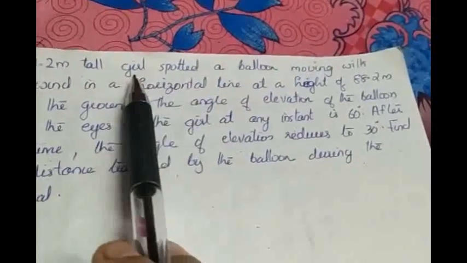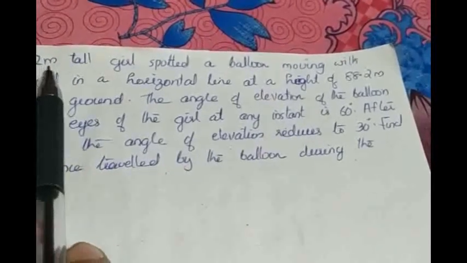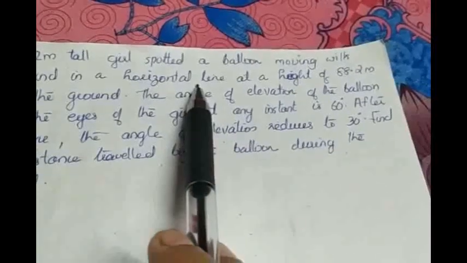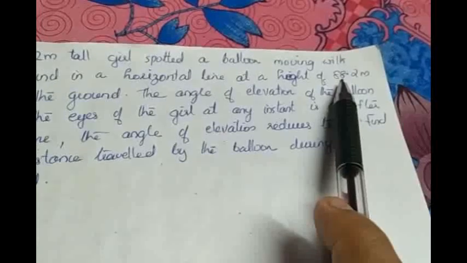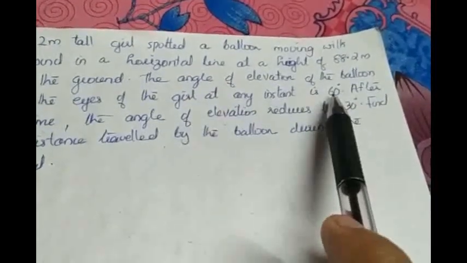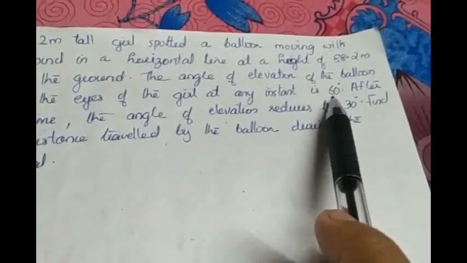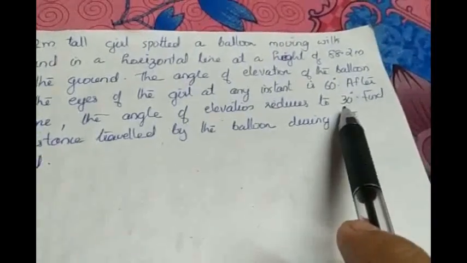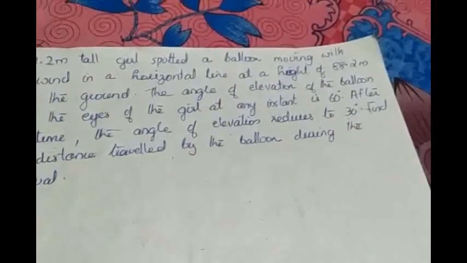So there is a girl and the height of the girl is given as 1.2 meter. And she spots a balloon which moves in a horizontal line. Okay. And it is at a height of 88.2 meter from the ground. At first, when she sees the balloon, the angle of elevation is given as 60 degree. After some time, the angle of elevation reduces to 30 degree. And the question is the distance traveled by the balloon during the interval.